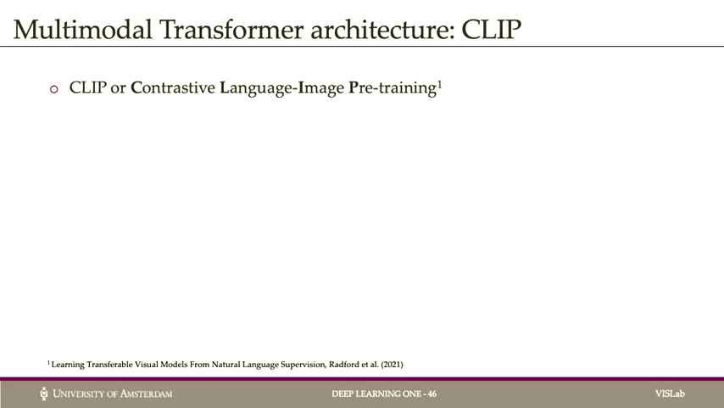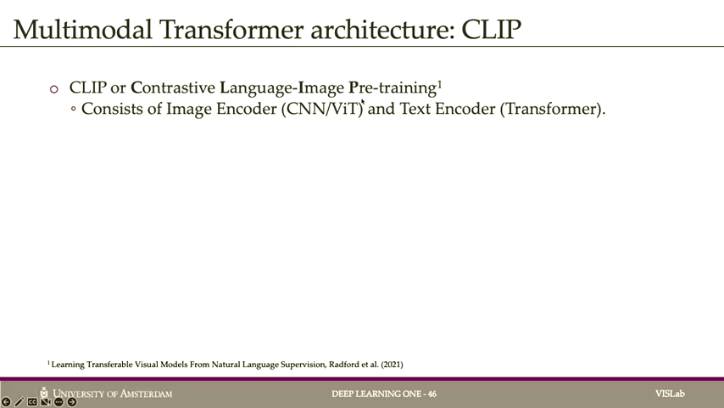Okay, so CLIP. CLIP was basically introduced last year, and it really made a huge boom in multimodal learning, also in vision. It stands for Contrastive Language Image Pre-training. I think in the second assignment, you're working with CLIP. It has a really simple architecture. We have an image encoder, which can be a CNN or a vision transformer. And then we have a text encoder, which is a transformer, something like BERT.